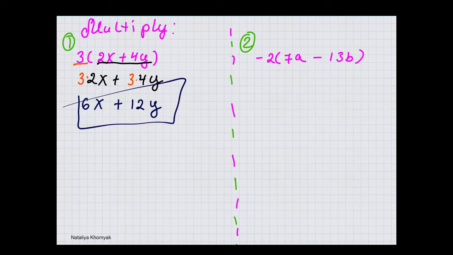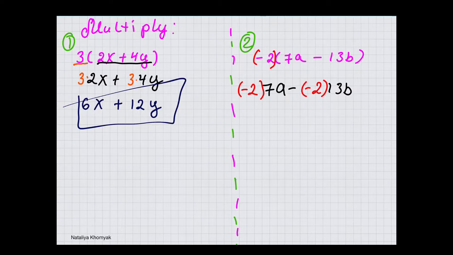In the second example, we have negative 2 times 7a minus 13b. So first step, copy the inside, 7a minus 13b, and I left some spaces for distribution. This time we are distributing a negative number, so I want it inside of the parentheses. So we have negative 2. This is the distribution step.